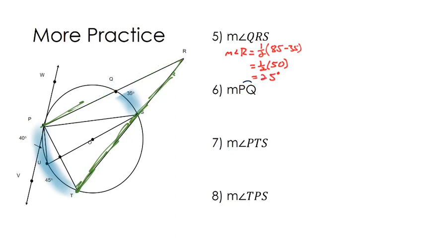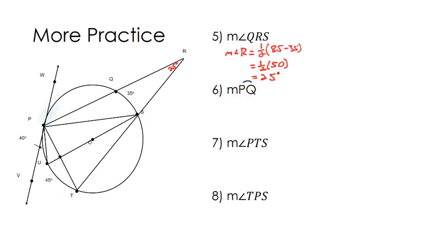So I'm going to erase a bunch of my markings on here so this diagram doesn't get too nasty for our future examples, but I'll go ahead and label that this right here is 25 degrees. Now, we want to find the measure of arc PQ right here. Okay, here's arc PQ. We're moving on to the second problem.